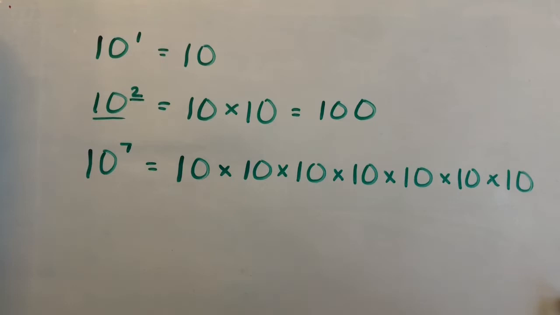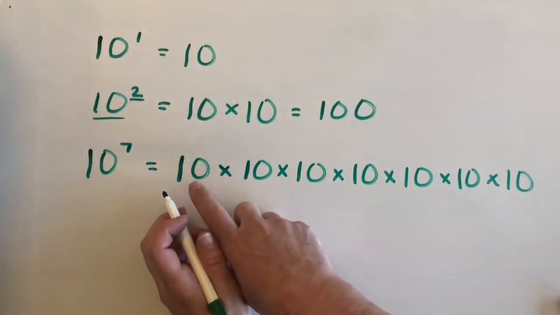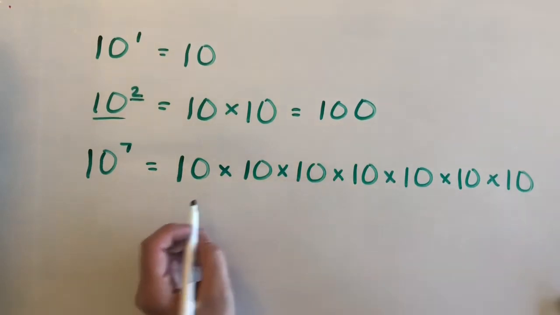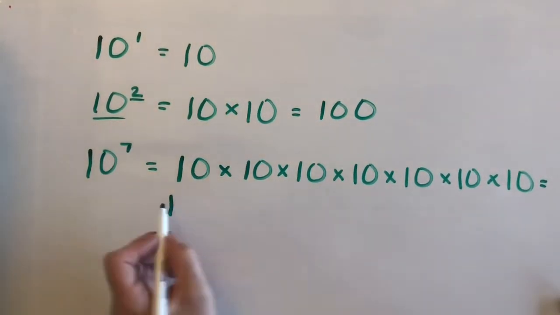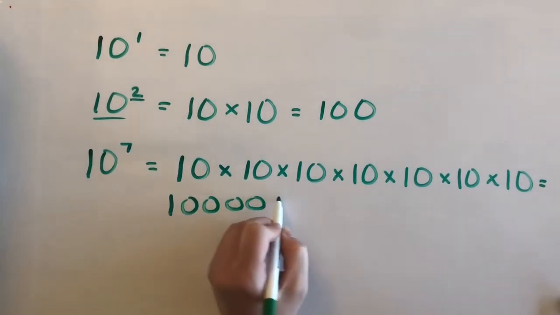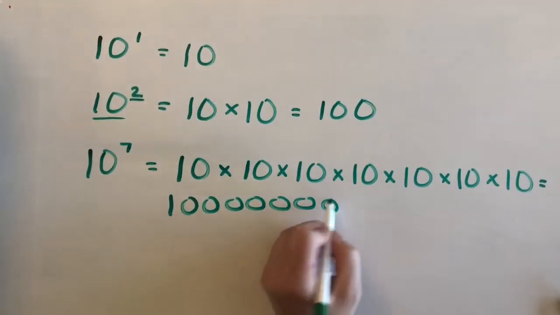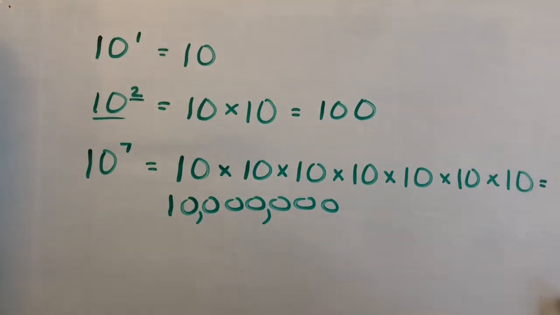You and I know when we save the zeros that 1 times 1 is 1. And what ends up happening is I just count up all these zeros, and my standard form is going to be 1 with 7 zeros. 2, 3, 4, 5, 6, 7. Is that 7? Yes, it is. So my standard form is actually 10 million.